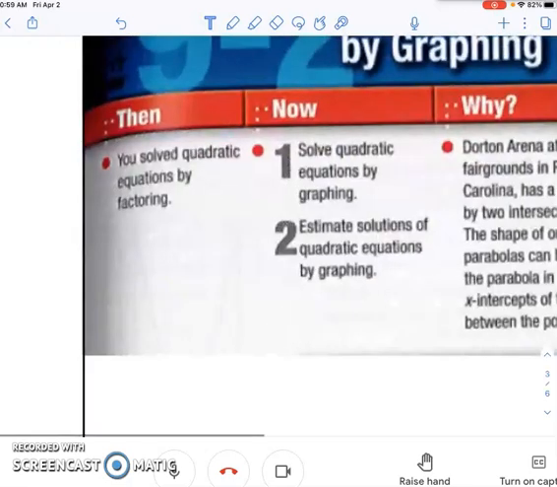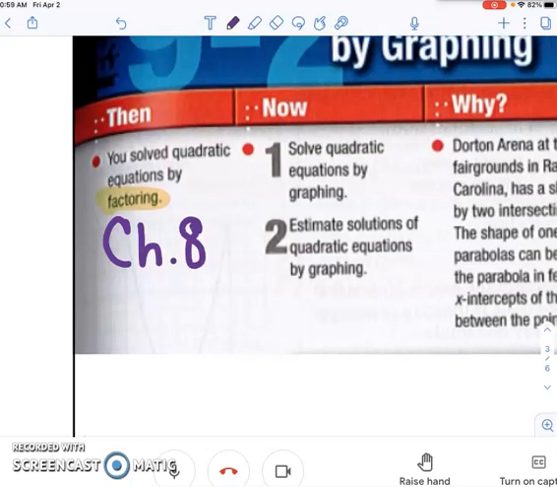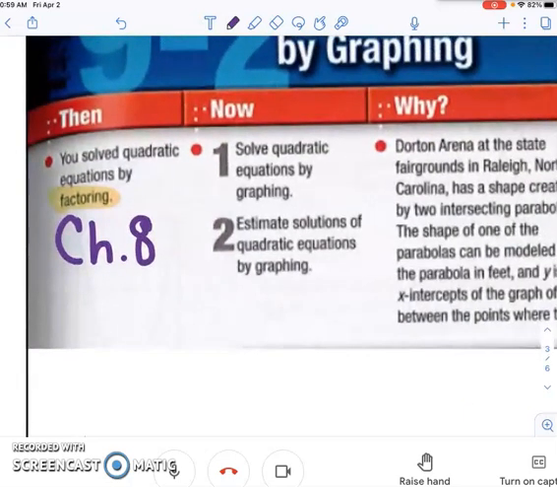Then you solved quadratic equations by factoring. So we already did that in Chapter 8. We solved by factoring. You can still do that sometimes. Now we're going to solve quadratics by graphing, and we're going to estimate solutions of quadratics by graphing. So if we can't find the exact solutions, it's okay if we estimate them.